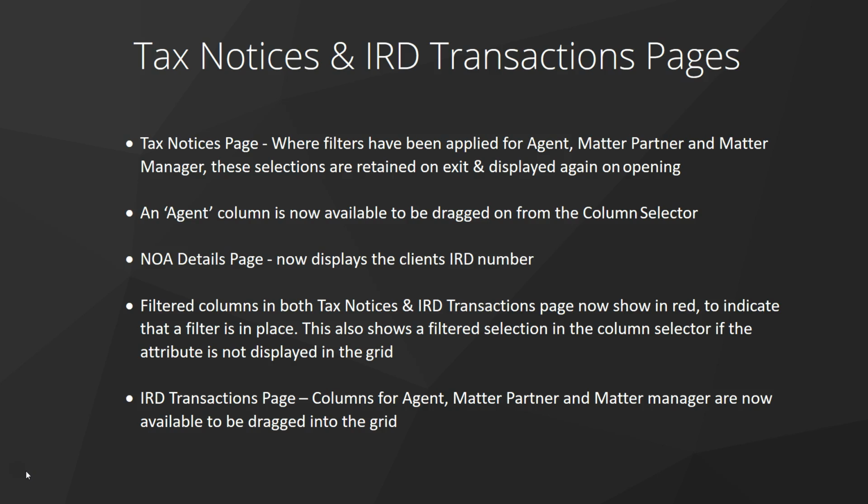Filtered columns in both Tax Notices and IID Transactions pages now show in red to indicate that a filter is in place. This also shows a filtered selection in the column selector if the attribute is not displayed in the grid. IID Transactions page, columns for Agent, Matter Partner and Matter Manager are now available to be dragged into the grid.